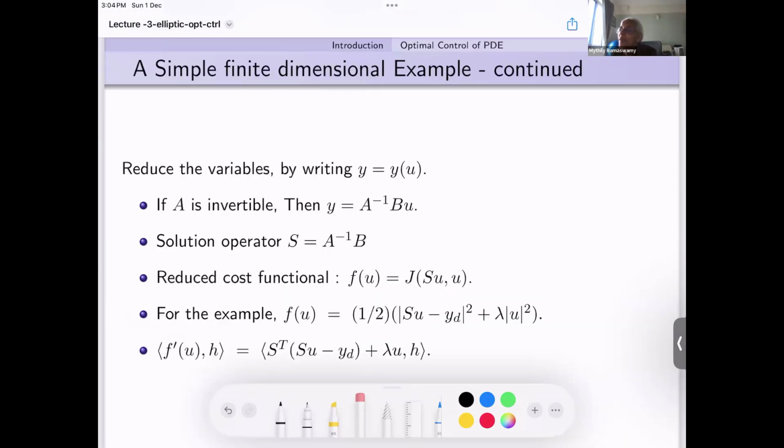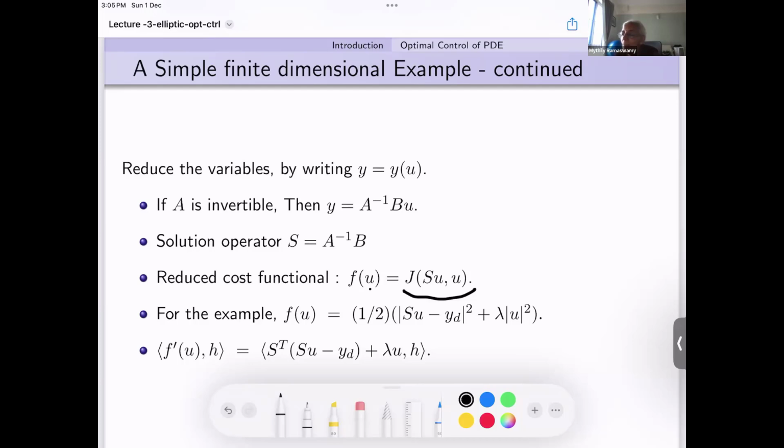The principle is we try to reduce the J to a function of u alone. So if I can write the solution as a function of u, then I would have written the functional J as a function of u alone. I'll call it f(u). This will be easier for me to differentiate. How do we do that? If A is invertible, it's easy. y = A^{-1}Bu. So the solution operator becomes A^{-1}B, and the reduced cost functional will be a function of just one variable. I will minimize with respect to that one variable u.